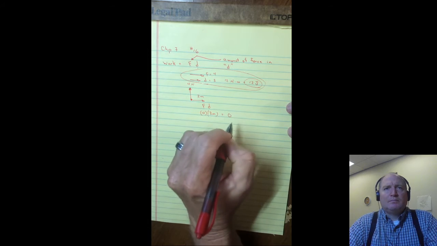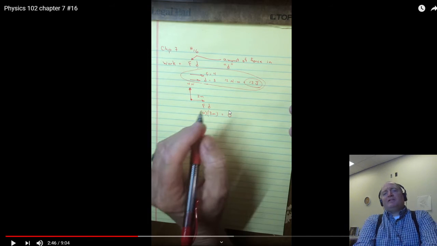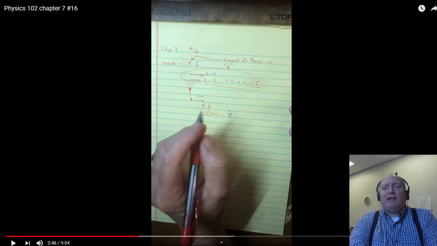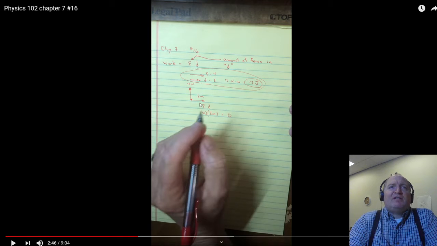And 0 times 3 is 0. So I'm just going to pause there, right? Because there's two ways he could have done that. He could have said, how much of the force is in the direction of travel, which is what he did. So we put a 0 here.